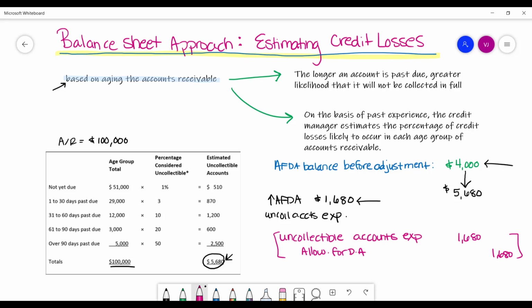The important thing to note here is, first of all, how to age the accounts receivable. And then we also have to remember that the amount of the adjustment in this entry is dependent on the previous balance in the allowance for doubtful accounts. If the previous balance is $4,000 and our current estimate is $5,680, you just want to get it up to that new estimate. So under the balance sheet approach, the entry to record uncollectible accounts depends on the previous balance in the allowance for doubtful accounts. Keep watching and we'll do the income statement approach next.